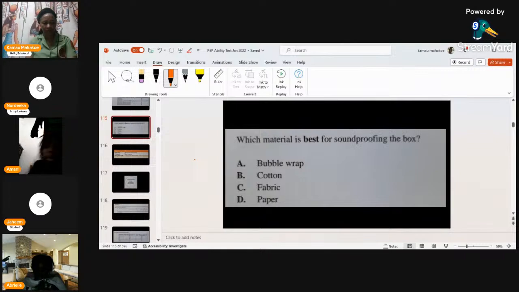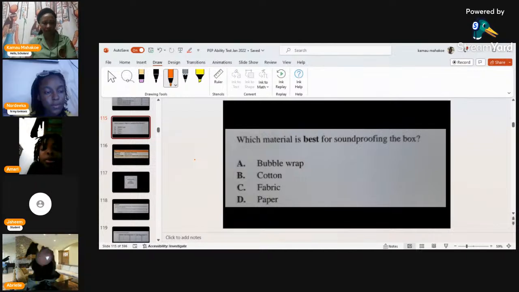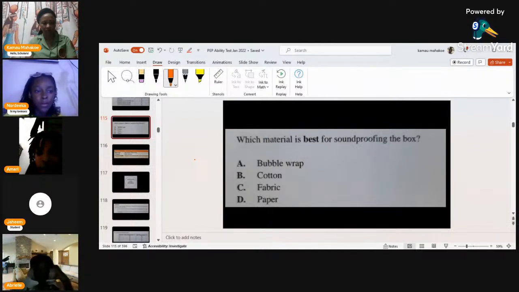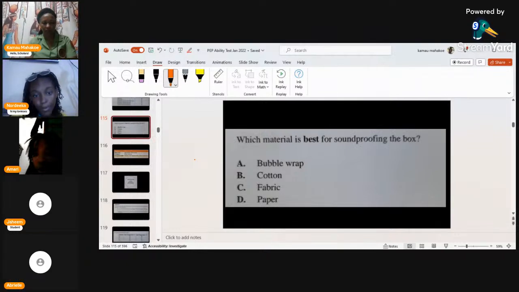Which material is best for soundproofing the box? A. Bubble wrap. B. Cotton. C. Fabric. D. Paper. Miss, I would say A.